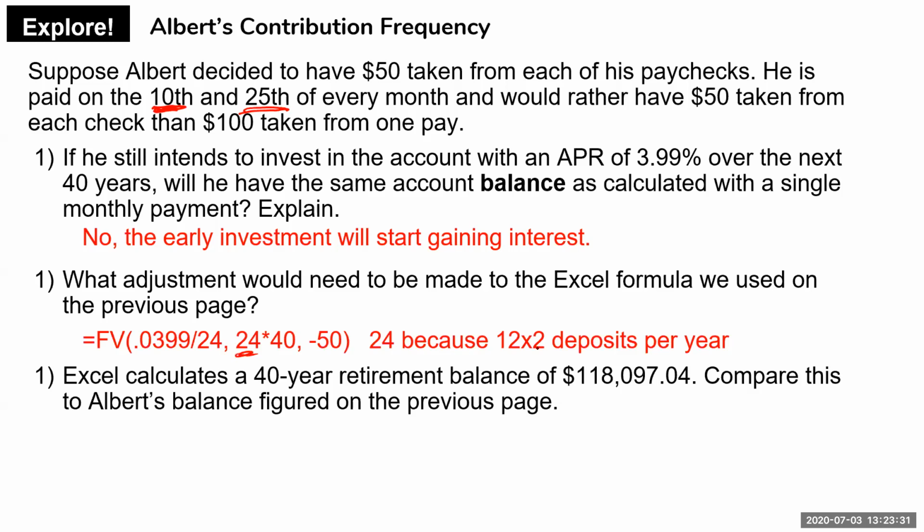Is that okay? Nice. So instead of 12 single deposits, his deposits will change to 24 because he's doing twice 2 deposits, and that is the difference. Okay. So if you compare the two, okay, that is the difference.